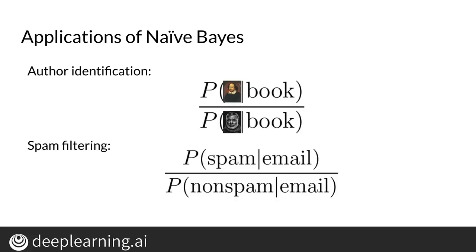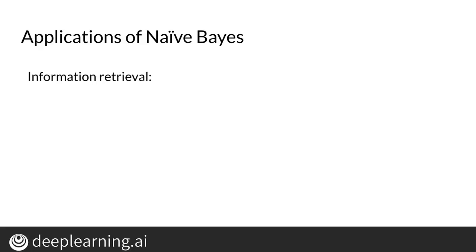Another common use is spam filtering. Using information taken from the sender, subject, and content, you could decide whether an email is spam or not. One of the earliest uses of naive Bayes was filtering between relevant and irrelevant documents in a database.